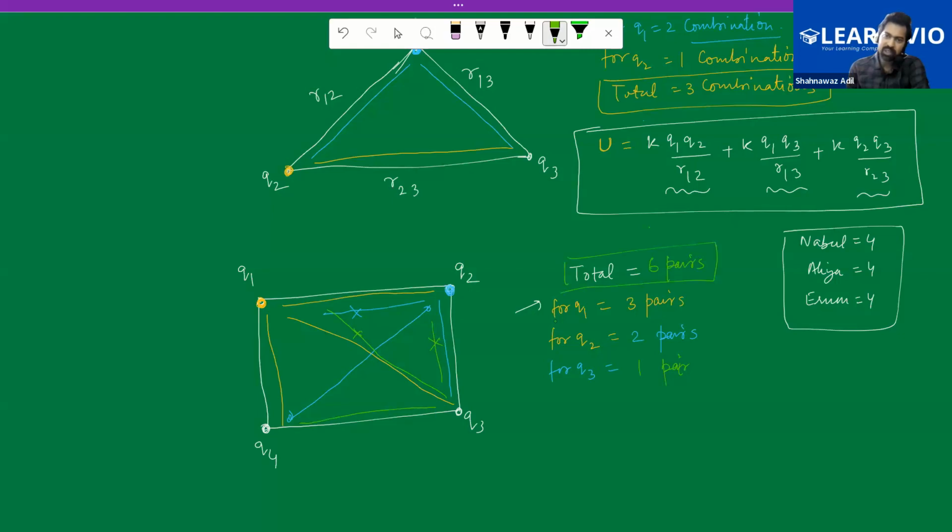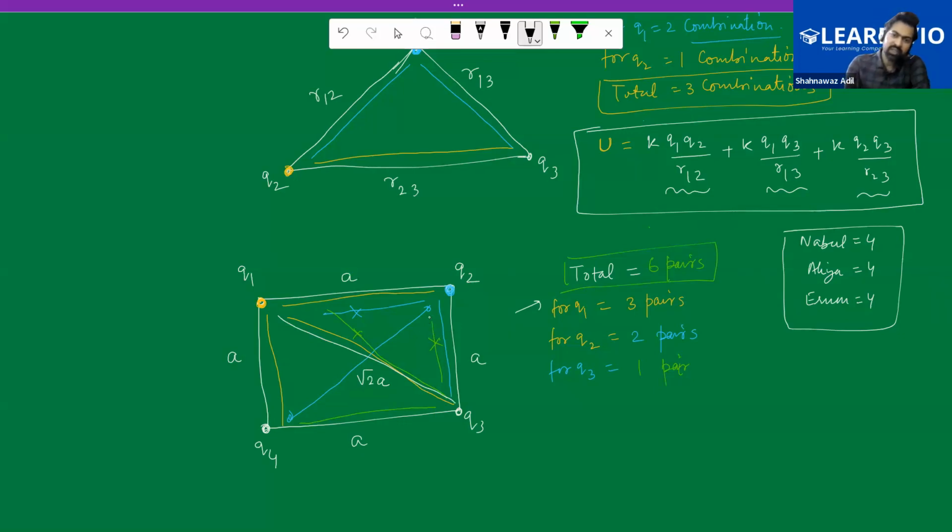Okay, is this part clear, guys? Is this part clear? Okay, so let's say this is a square. So this distance is A, this is A, this is A, this is A, and this diagonal distance would be root 2 A.